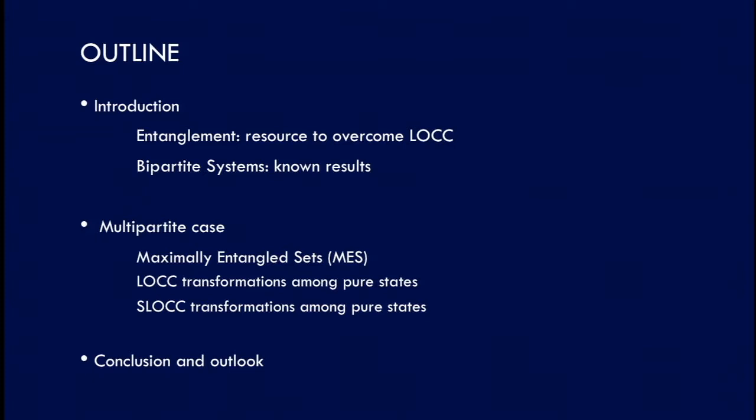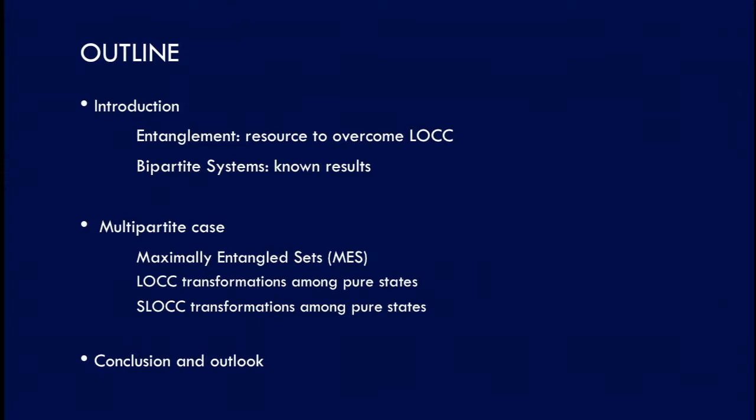And this comes from a very physical point of view, where you consider parties that share some entangled state. So you have party A and party B, but they are spatially separated from each other. So they can only apply local operations and communicate classically with each other. And entanglement theory is a resource theory, and this is the limitation that we have.